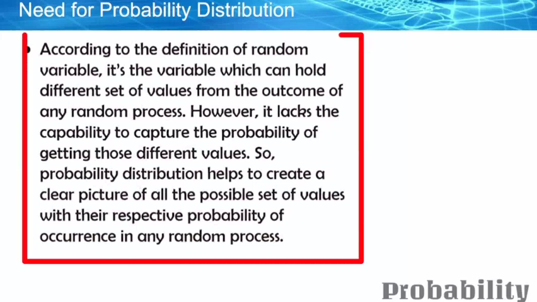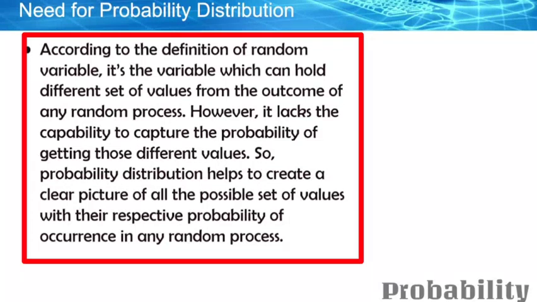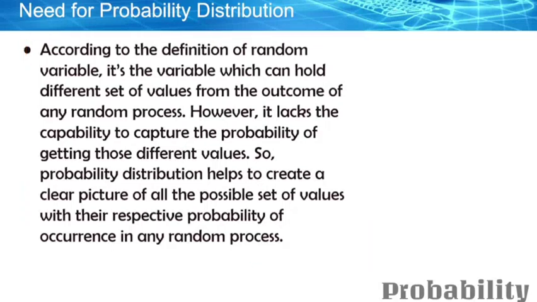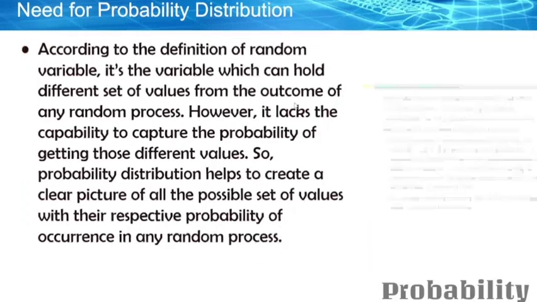Now we'll see what is the need for probability distribution. According to the definition, a random variable is a variable which can hold different sets of values from the outcomes of a random process. However, it lacks the capability of capturing the probability of getting those individual values. The probability distribution helps create a clear picture of all the possible values with their respective probabilities of occurrence in any random process. That is why we need a probability distribution.